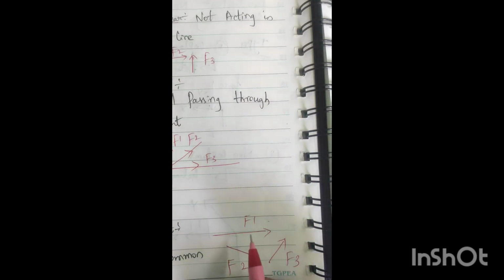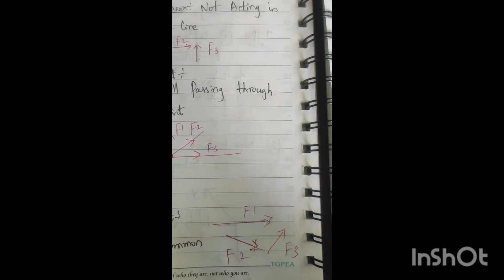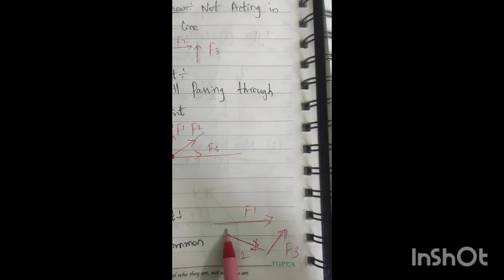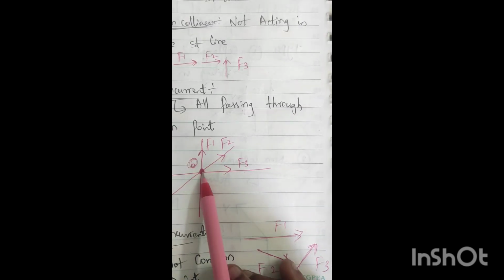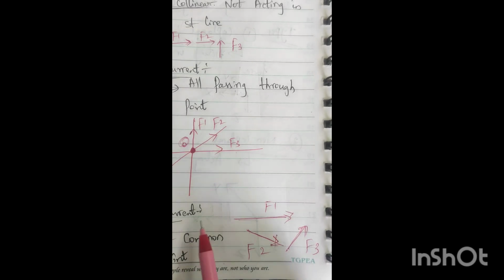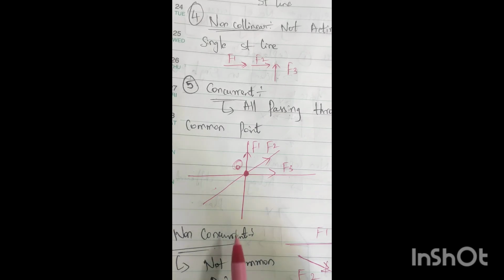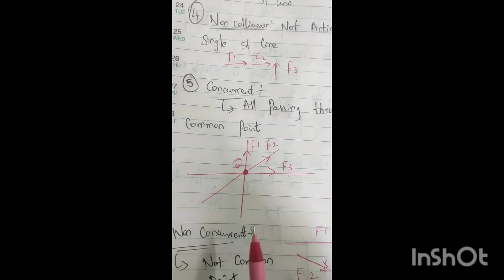For example, see here, F1 is acting like this, F2 is acting like this, F3 is acting like this. So these are all going in their own ways. They are not meeting in some common point. So this type of force is known as non-concurrent force.